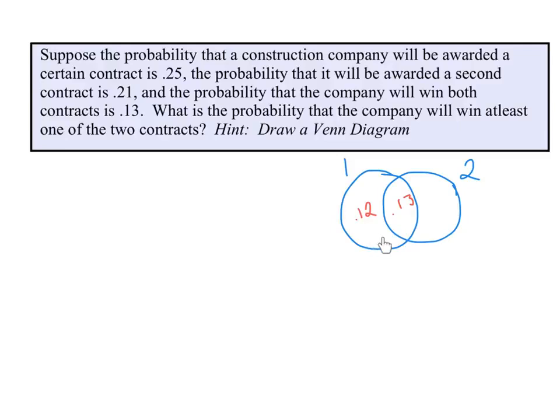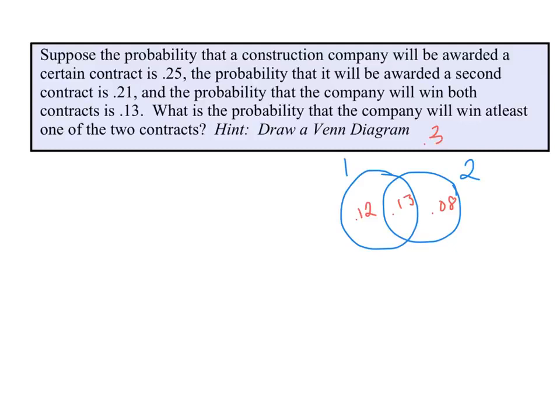And again, you look at this, the whole circle has to add up to 0.25. So for the other circle, the second contract, this is going to be 0.08. That's the probability they get that second contract alone because this total needs to be 0.21. So now you could just add these together and get 0.33 is your answer.